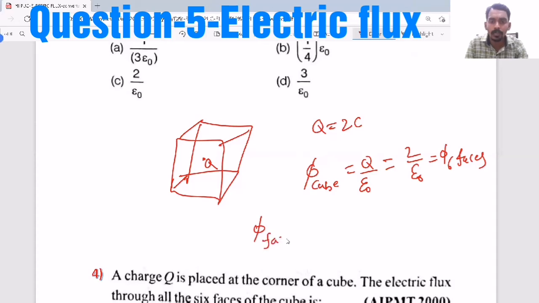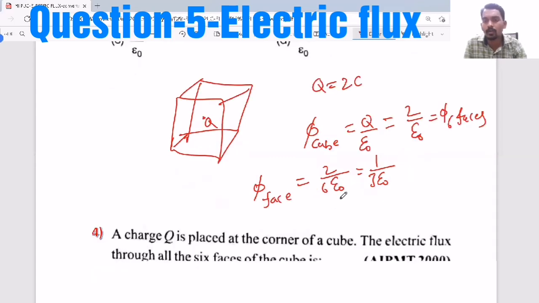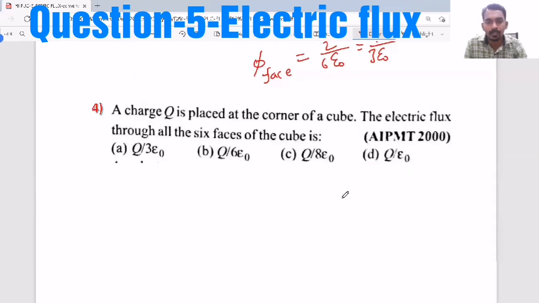Now flux for each phase means it will be divided equally. So it is 1 by 6. That means 1 by 3 epsilon naught. This way you understand the question, then you will get the idea how to calculate it.